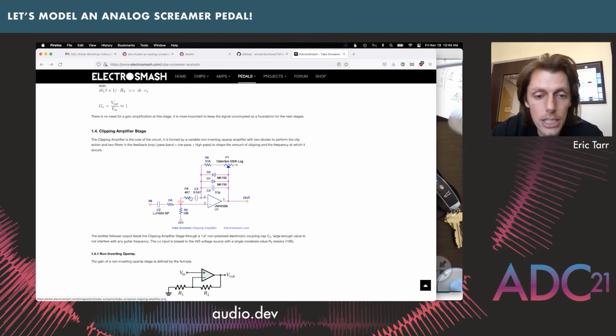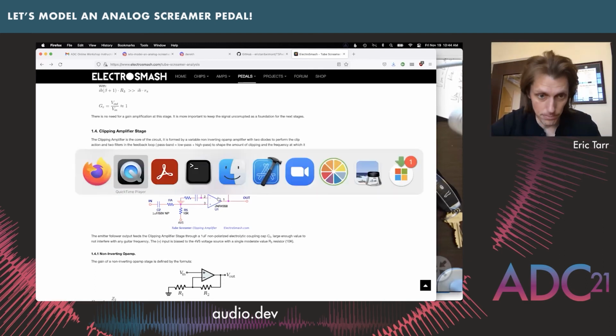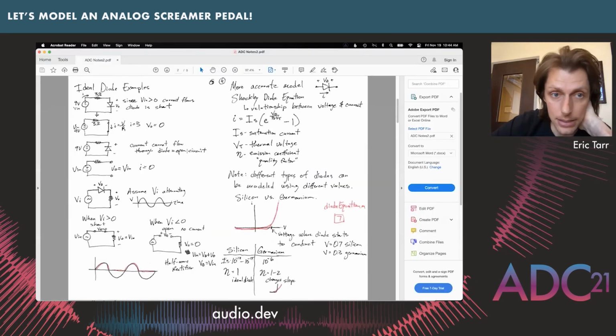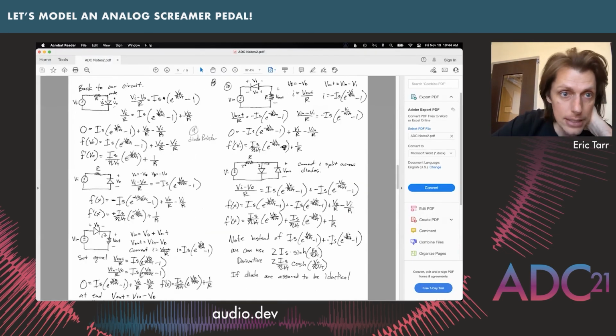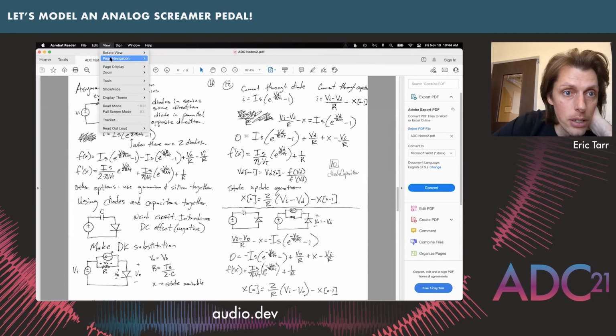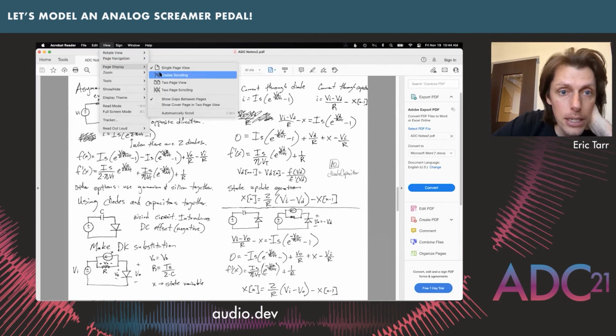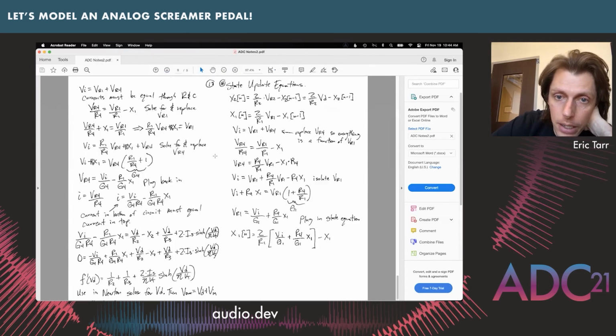So we have those things occurring, and that can make a simplified circuit that is going to end up looking like this. So let me jump ahead to where that's at. View, page display, scrolling, okay?